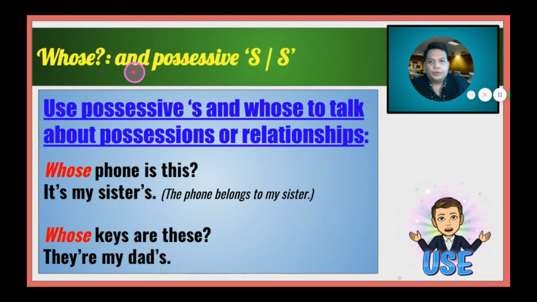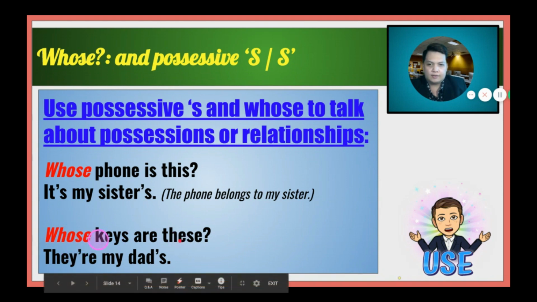Now, whose, and the possessive apostrophe s and s apostrophe. We use the possessive apostrophe s and whose to talk about possessions or relationships. Whose phone is this? It's my sister's. Here, the phone belongs to my sister, meaning the owner of the phone is his sister. Whose keys are these? Remember, we use whose to ask who the owner is.